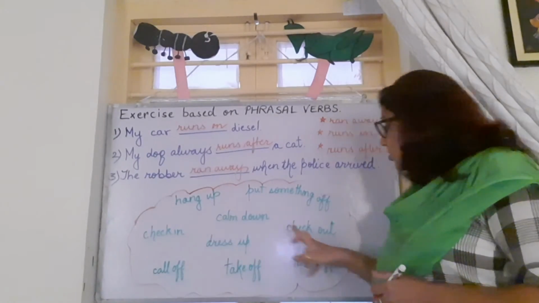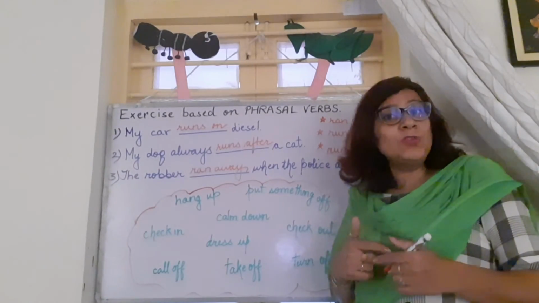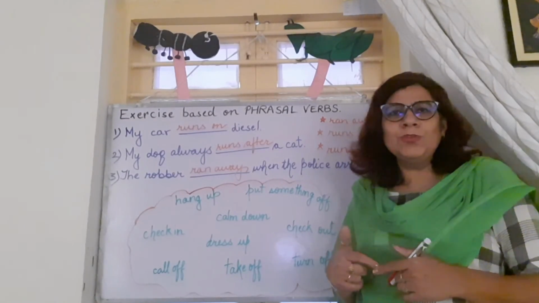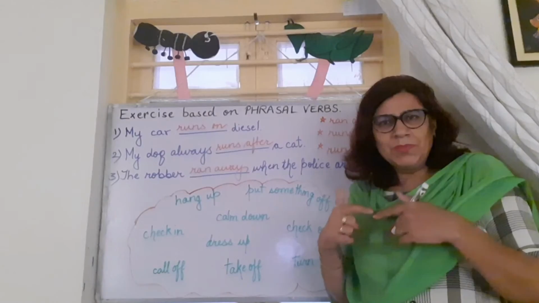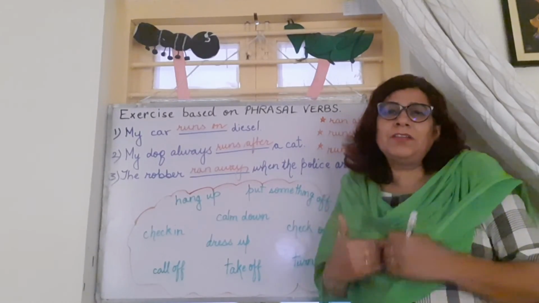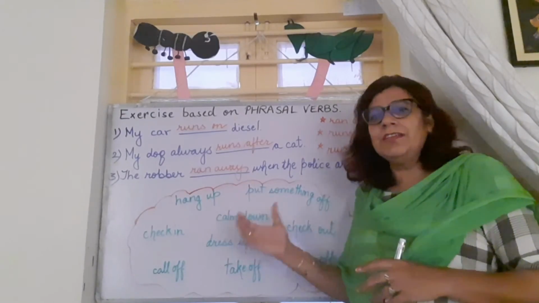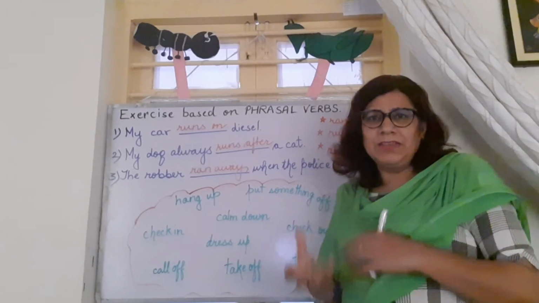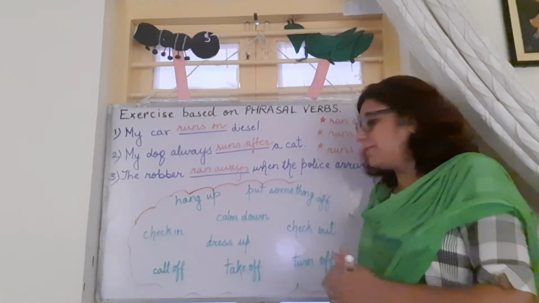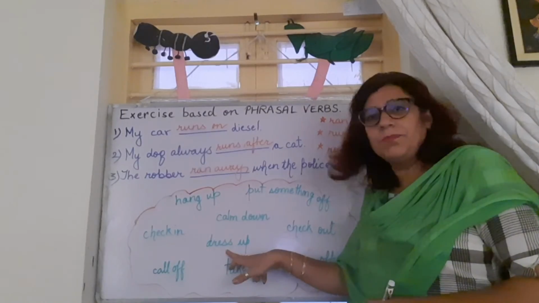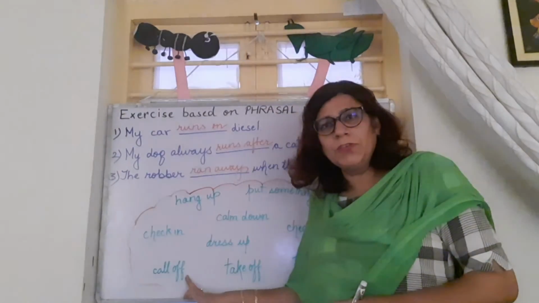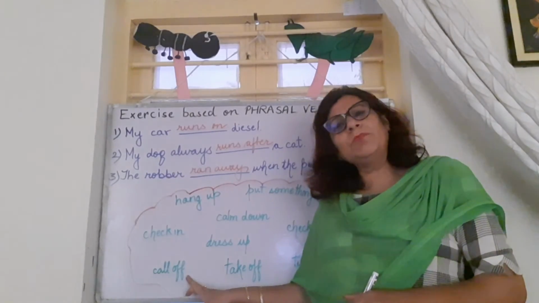Check in, check out. We check in whenever we go out on a trip to a tourist place. Our papa checks in at the reception of a hotel, and then we check out when we are leaving the hotel and our trip has come to an end. Check-in is to enter by giving information and detailed personal details, and check-out is when we are leaving that place. Then dress up. Dress up is to get ready. Right?